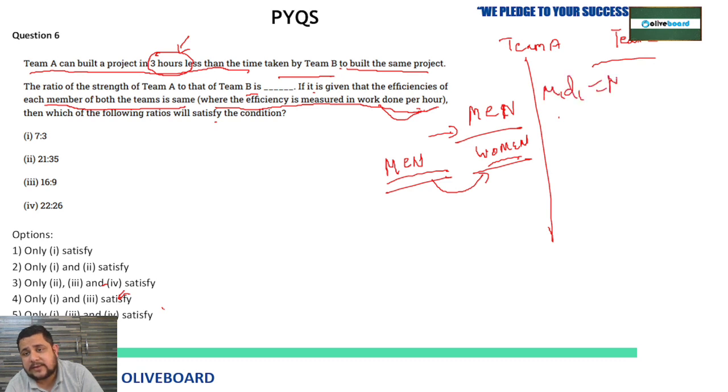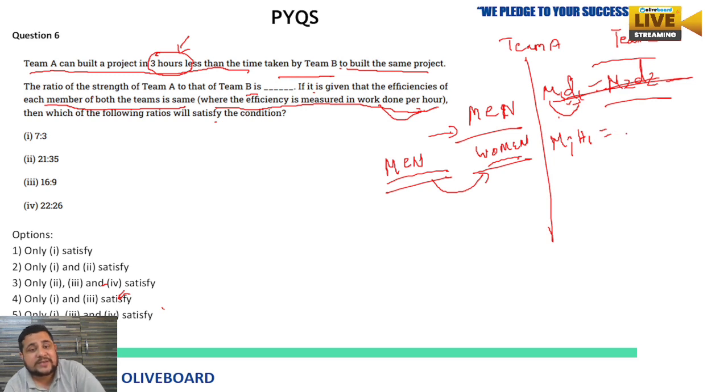M1 D1 is equal to M2 D2. Okay, product of number of persons multiply time. Here the time is in hours, so we can say M1 H1, because time is in hours form. Okay, and M2 H2 you can say.